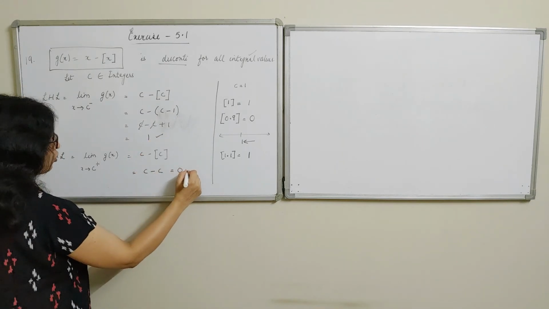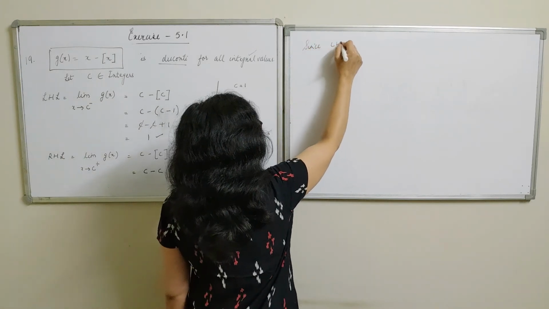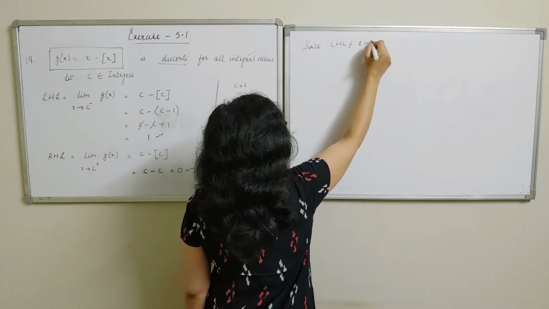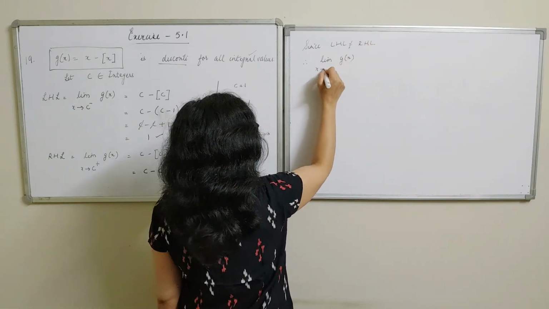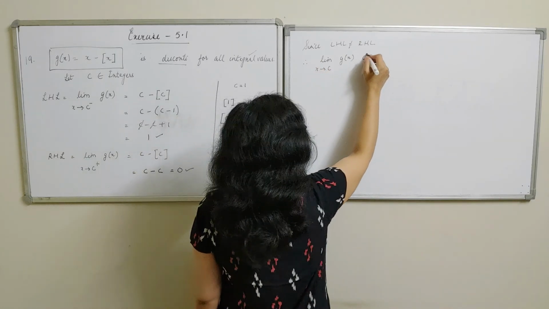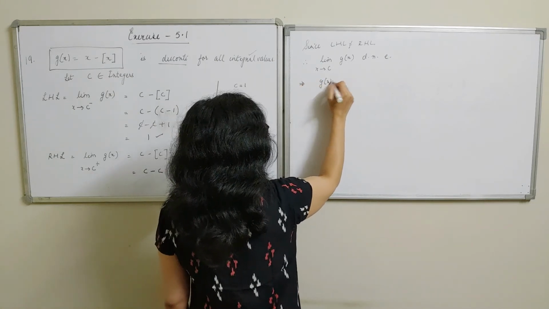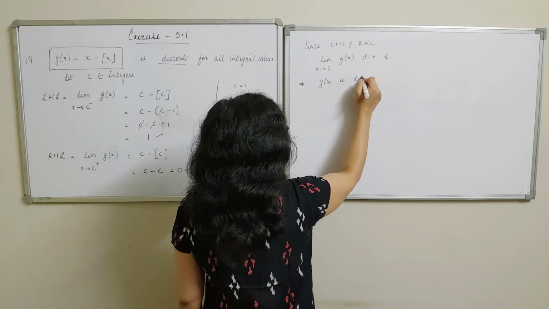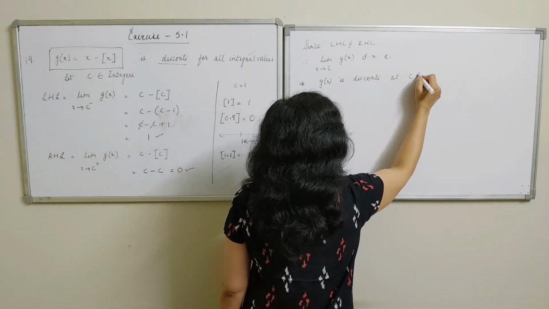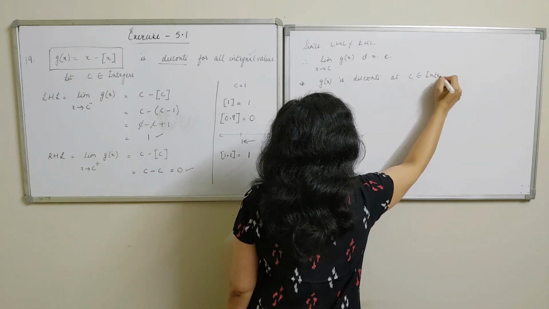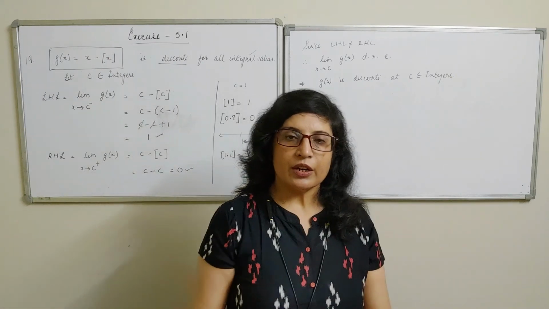So the LHL is not equal to RHL. So since LHL is not equal to RHL, therefore the limit of the function g(x) when x tends to some integral value does not exist. So this means that the function g(x) is not continuous, or is discontinuous, at c, which belongs to the set of integers. That means for all integral values the function g(x) is discontinuous.